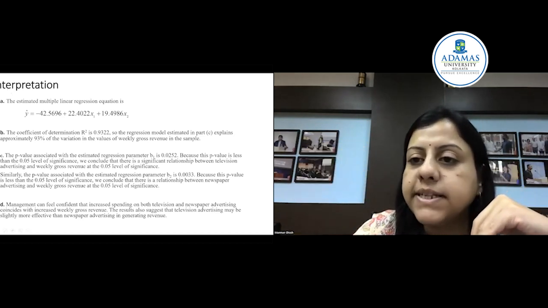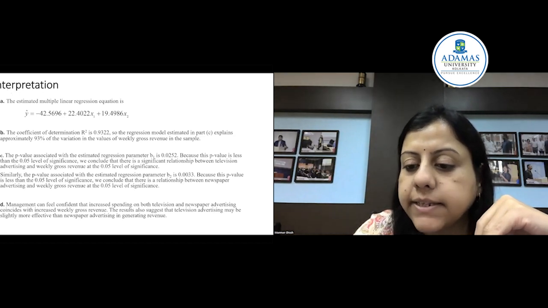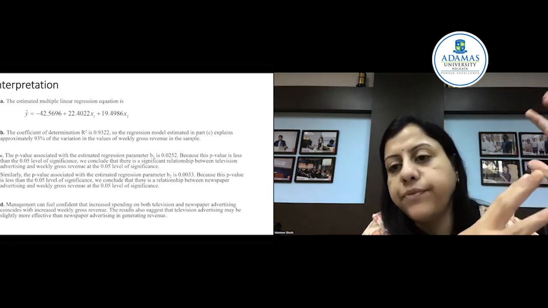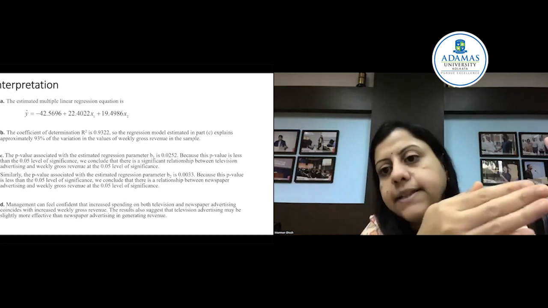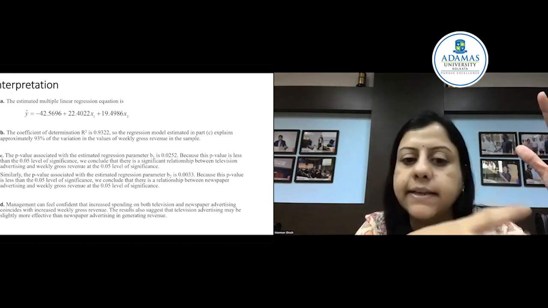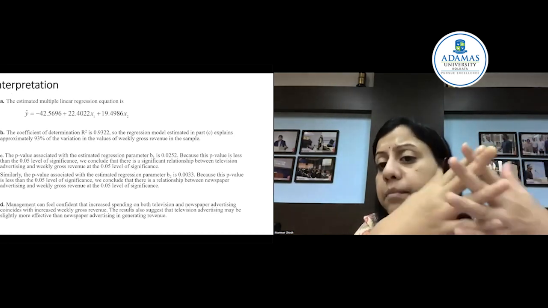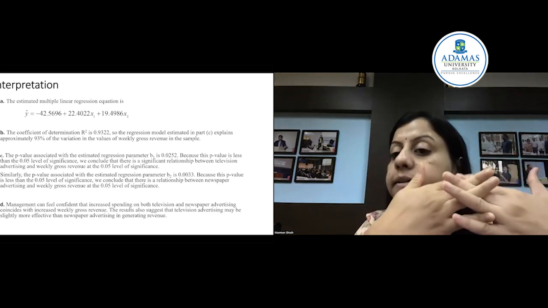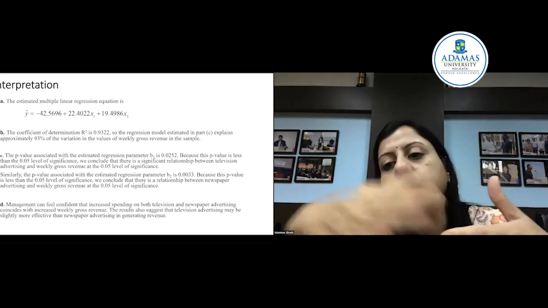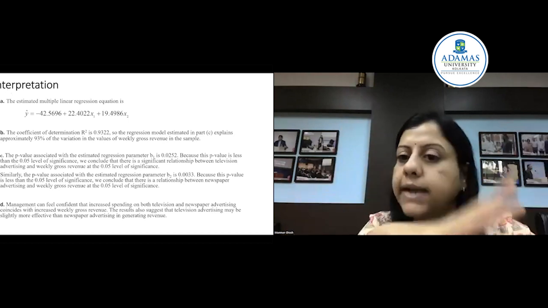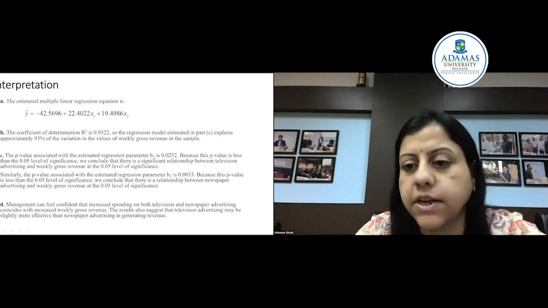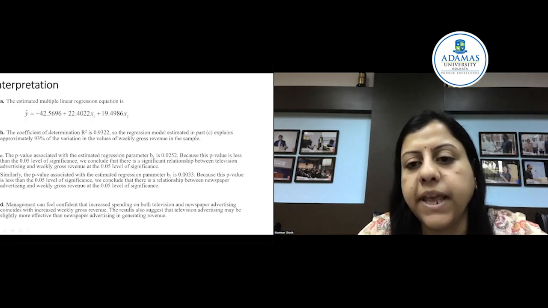So now, what business implication does this regression equation make? Point D talks about it. Management feel confident that if they increase their spend on television and newspaper advertising, that will incrementally increase the gross revenue. Hence, the company will now focus on spending the advertisement on television and newspaper, rather than exploring any other platforms, at least for that target market. So this is how the interpretation can be written for regression. It will be given to you, and I hope you will be able to write it.